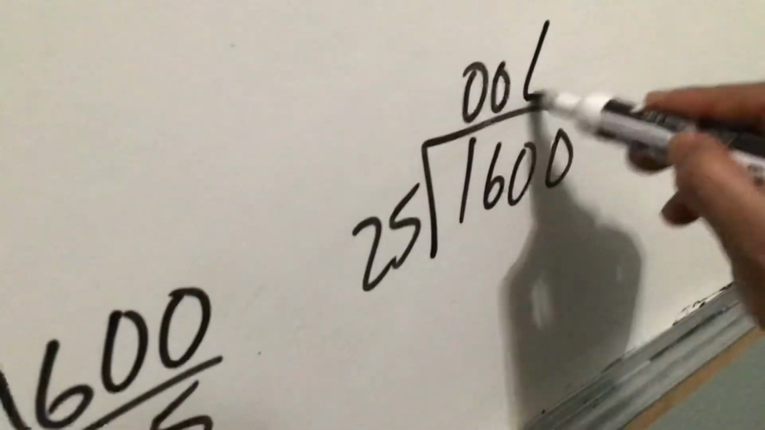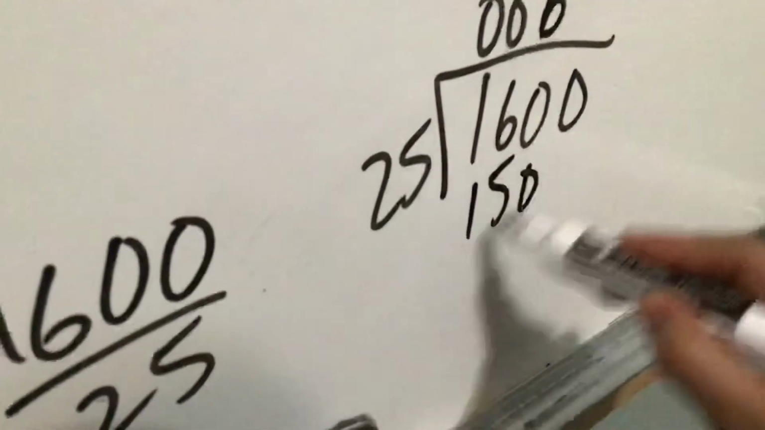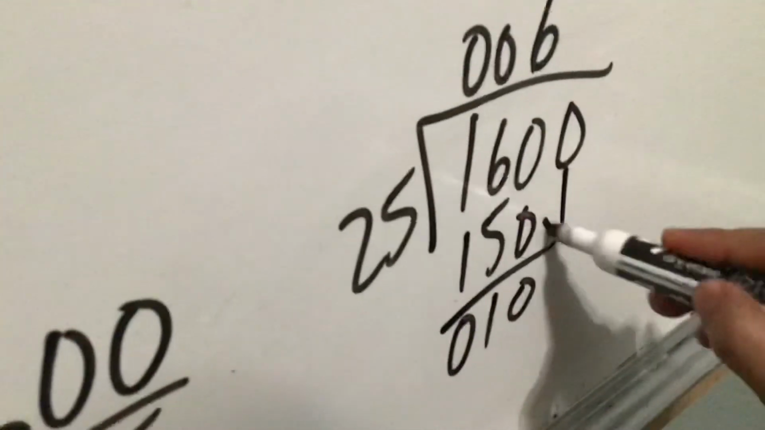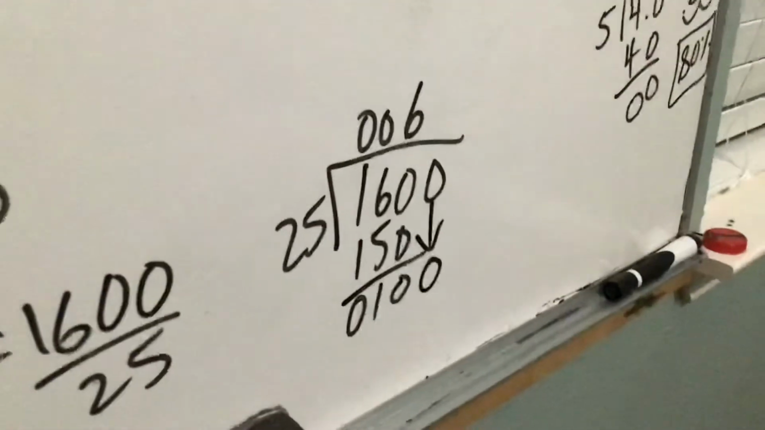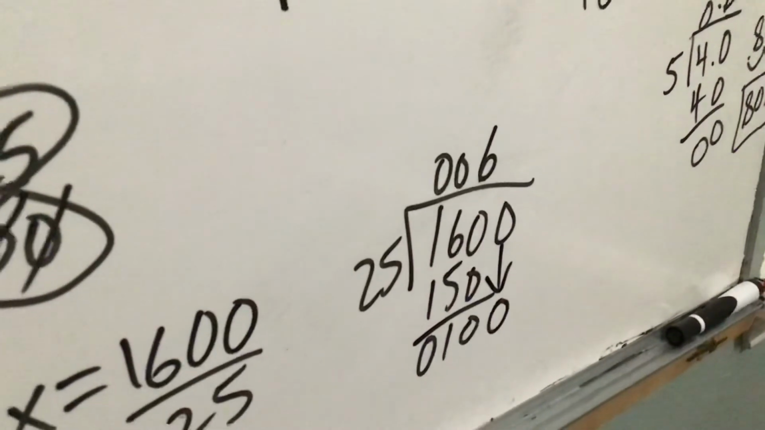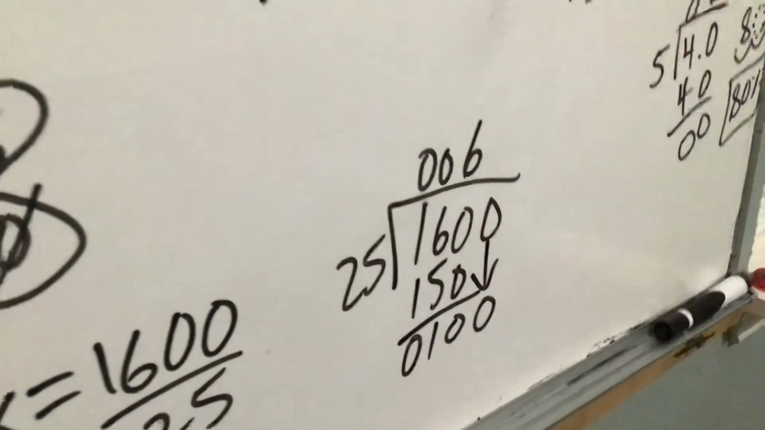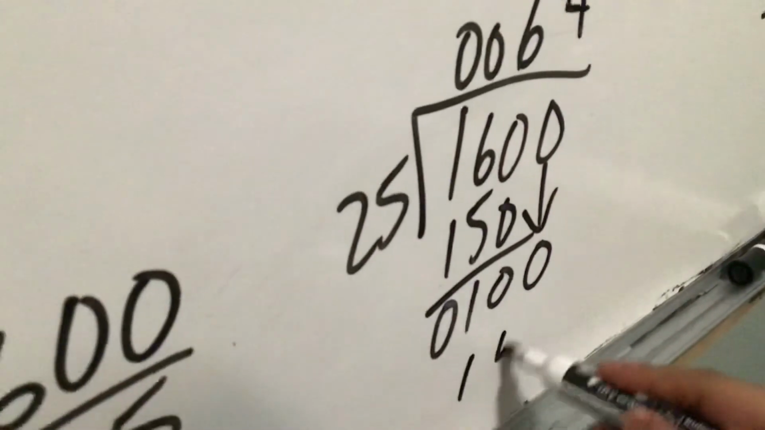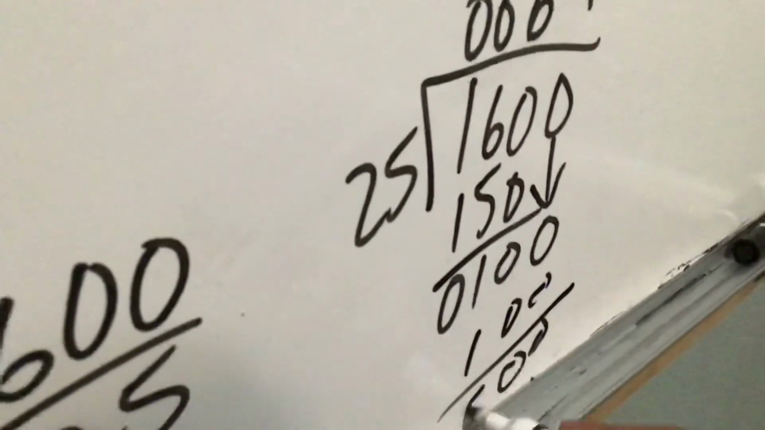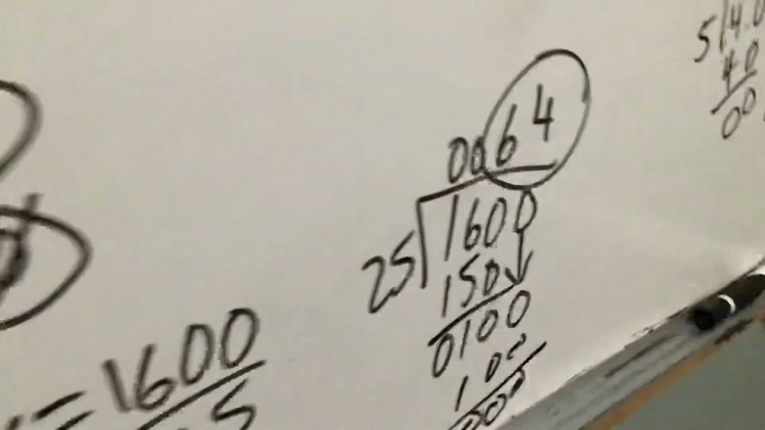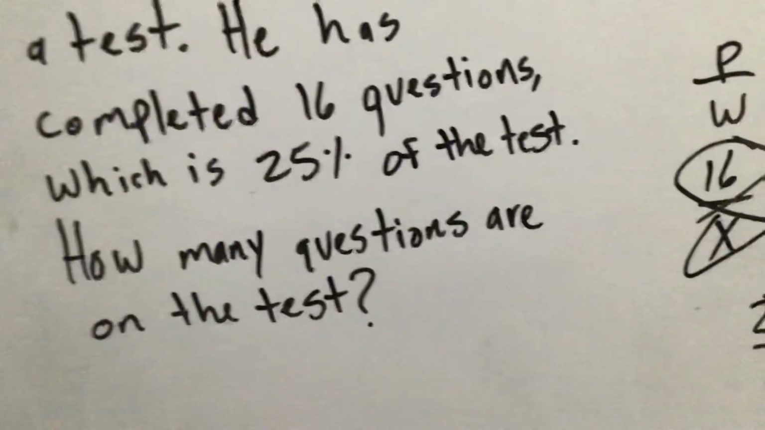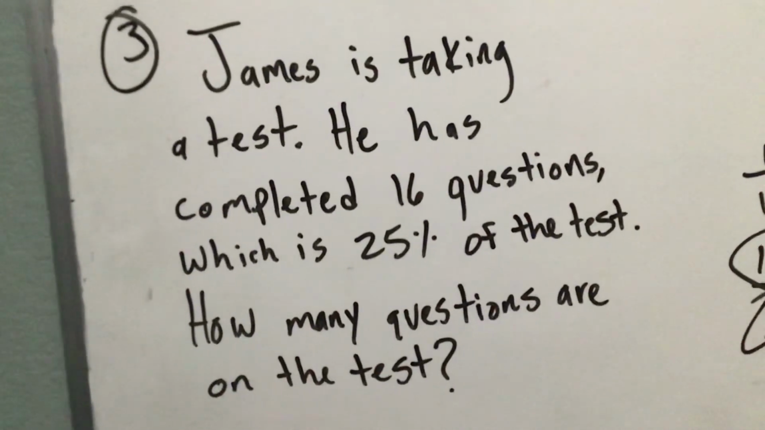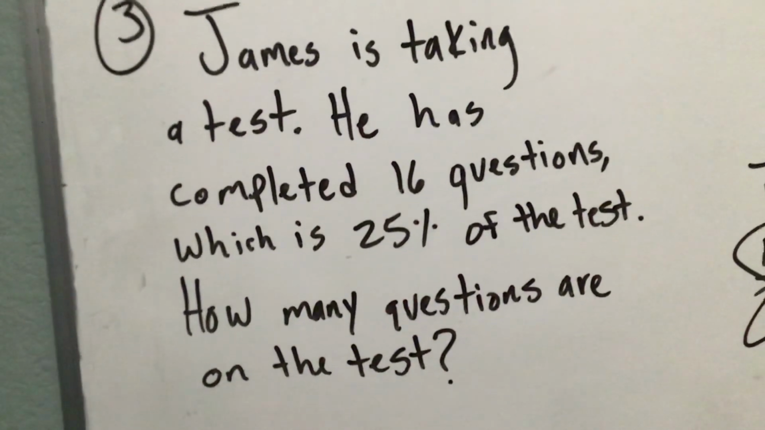Well, you see that it's 6 and that's $1.50. So you have 10 cents left over. Bring down a 0 and that makes 100, or $1 if you think money-wise. Now it's how many quarters are there in $1? Well, all of you should know that there are 4 quarters in $1. So that means that your answer is 64. So how many questions are there on the test? The answer should be 64. And that is it. Thank you.